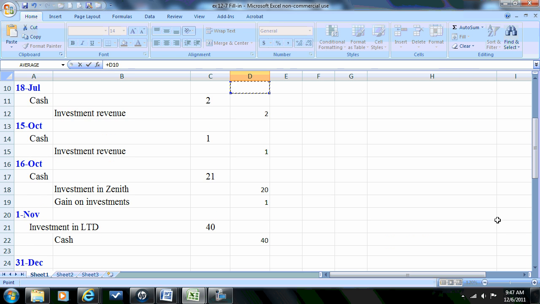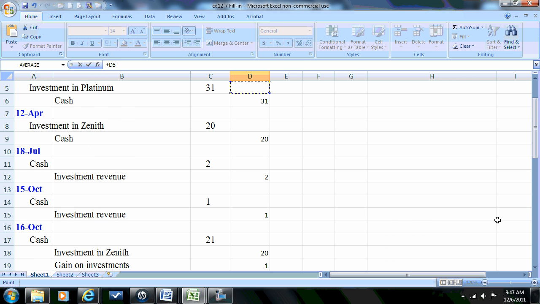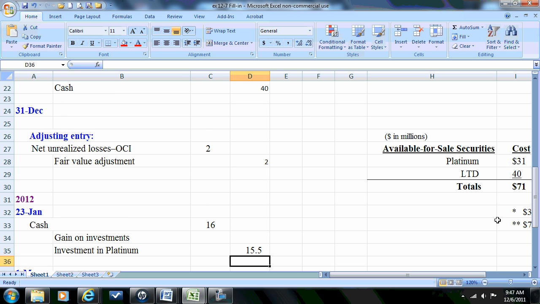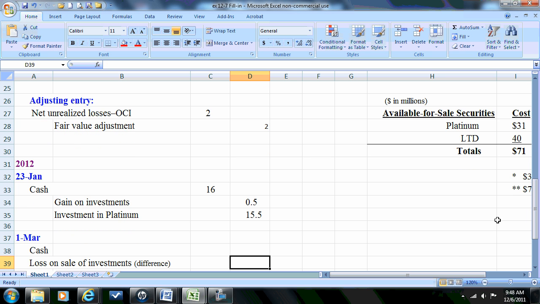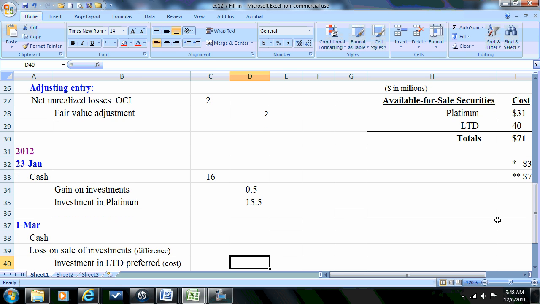We've sold half the shares, so we're going to reduce down the cost by half. Our original entry was a debit to the investment of $31 million. We've now sold half, so we're going to reduce down the cost by half, so $15.5 million. The difference between the cash proceeds and the cost is going to be our gain. And this is a realized gain. This will impact the income statement.